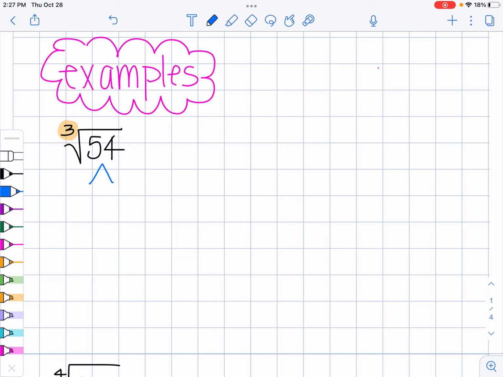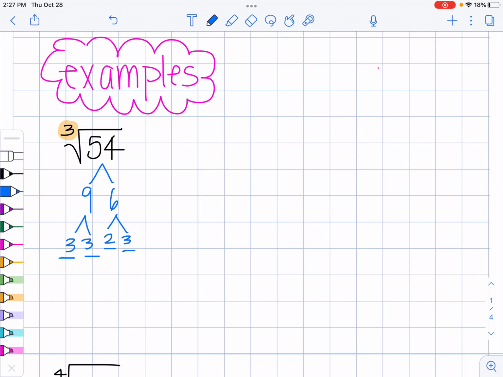So any two numbers that multiply to 54. Well, I know that 9 times 6 is equal to 54. Somebody might choose different numbers. The only thing you can't choose is 1 and 54. That's not going to be helpful in breaking down your radical. So anything else besides a factor of 1. Now what multiplies to 9? 3 times 3. Anytime I get a prime number, I underline it. What multiplies to 6? 2 times 3.